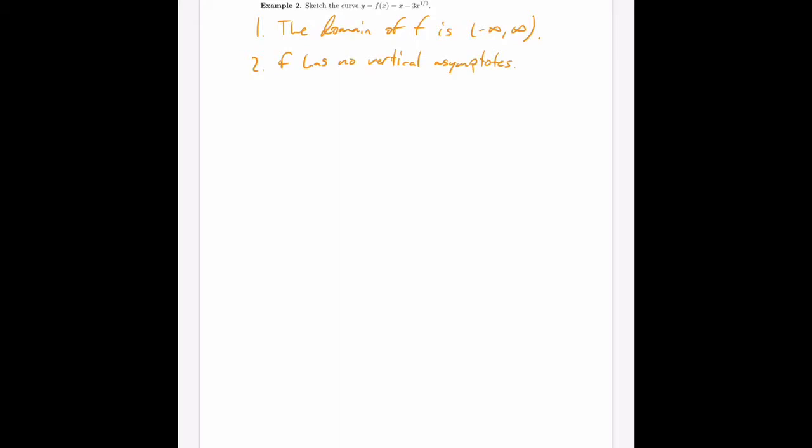And also, to find any possible horizontal asymptotes, take the limit as x approaches infinity and negative infinity. Always remember that. And I think you can just see that, right? X is the dominant power. It wins out. Right, that's going to equal negative infinity. So f has no horizontal asymptotes.